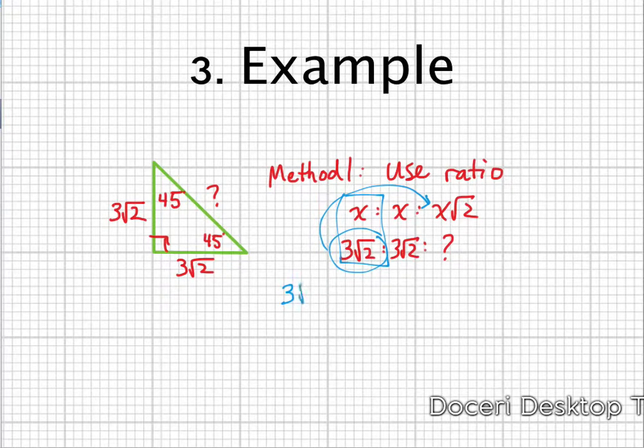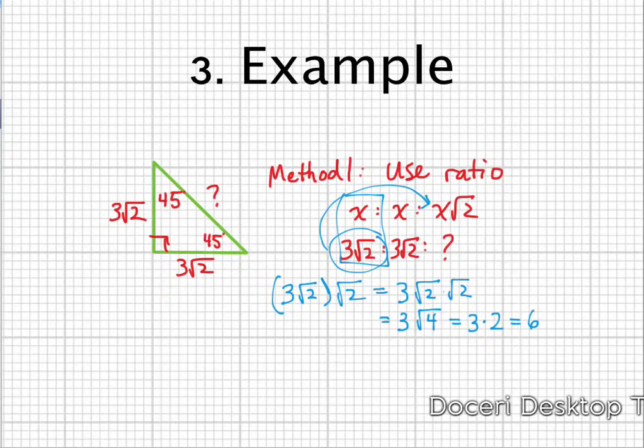So I have 3 square root of 2 times the square root of 2. And again, I can only multiply things that have a square root over it together. So this is really going to be 3 times the square root of 4, or square root of 2 times the square root of 2. So I have 3 times the square root of 4. But we all know what the square root of 4 is, right? That's 2. So this is 3 times 2, which is 6. So my hypotenuse length is 6.